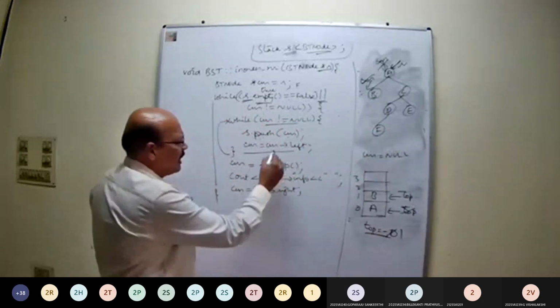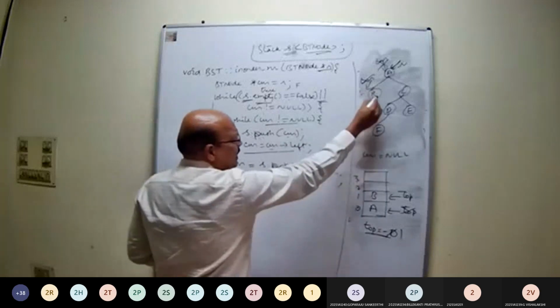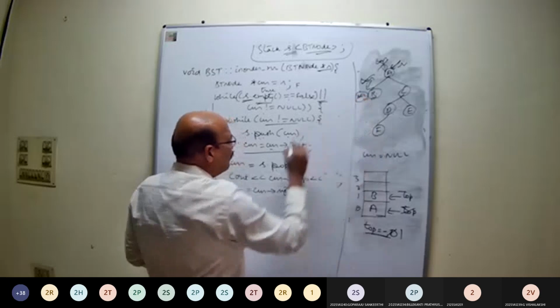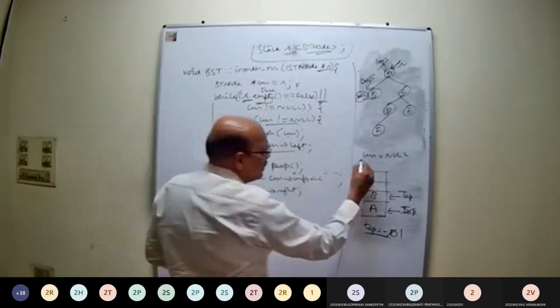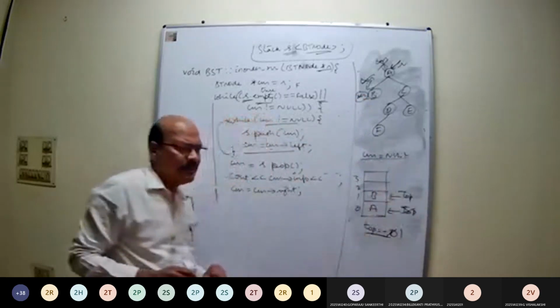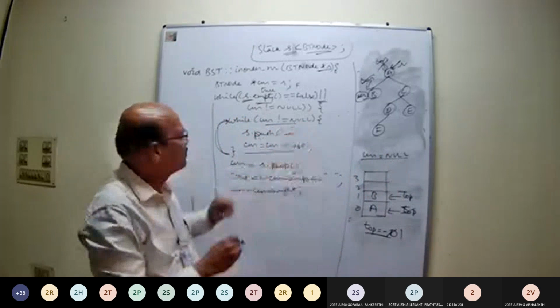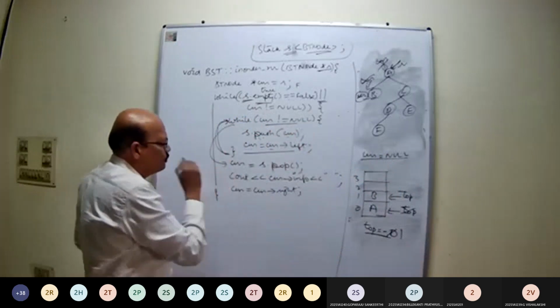So you see, what is current left? Current is pointing to this node. This node's left would be null. So we are assigning null to CUR. CUR will become null. Once again, you go back. CUR, what is CUR? Null. Null not equal to null: the condition becomes false. So we come out of this.